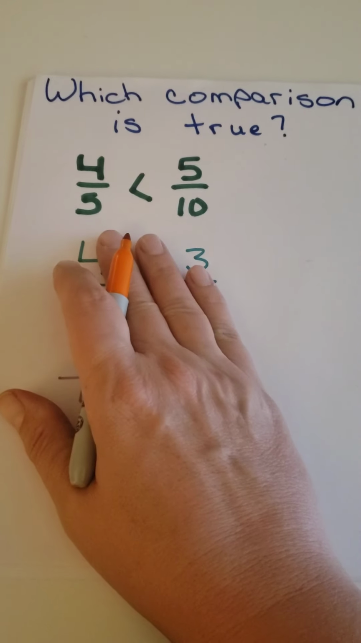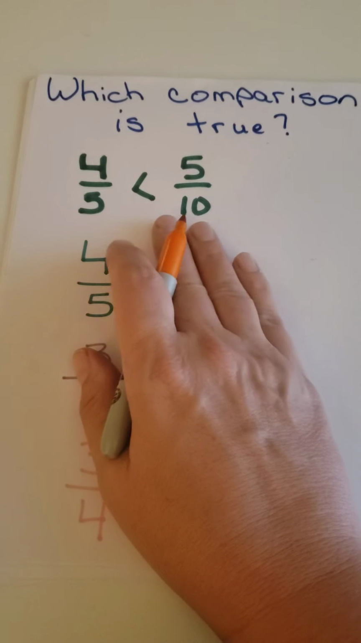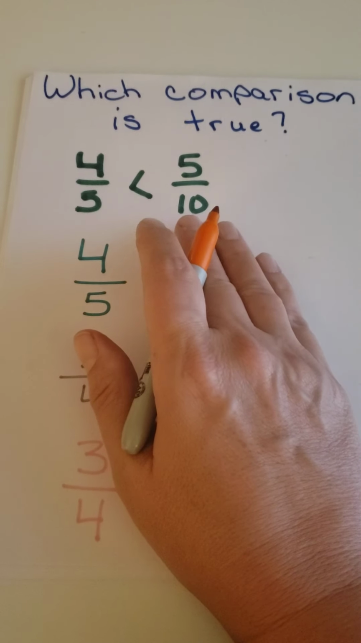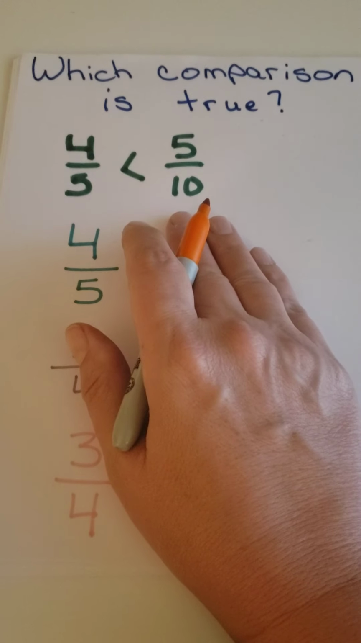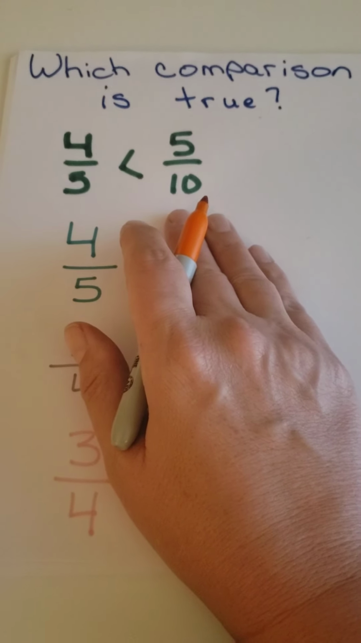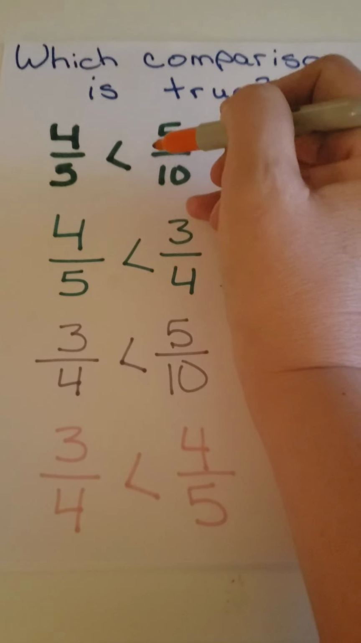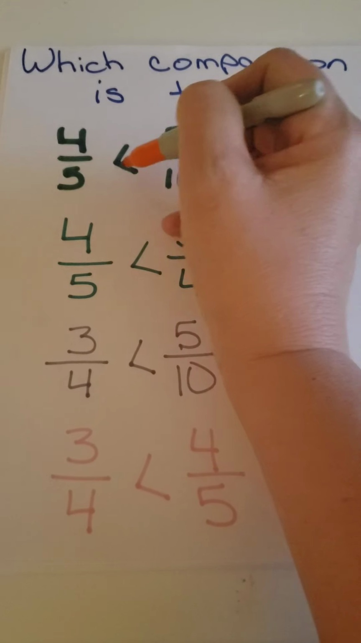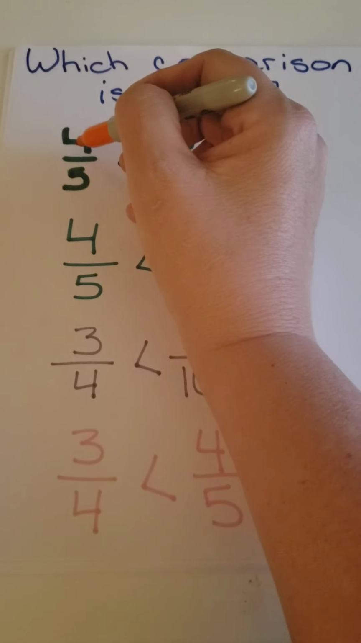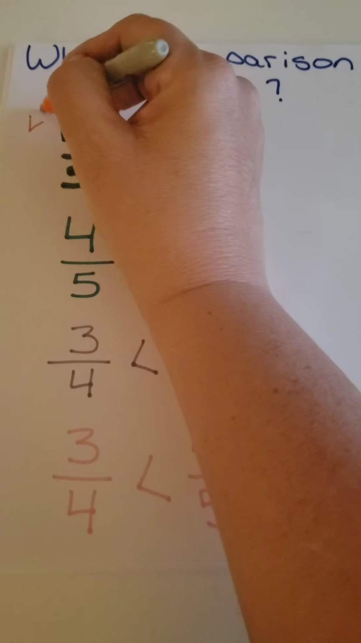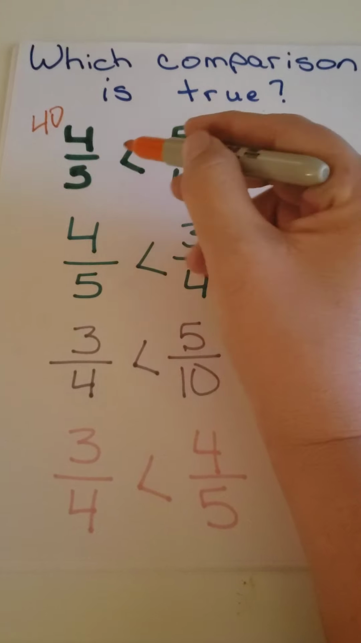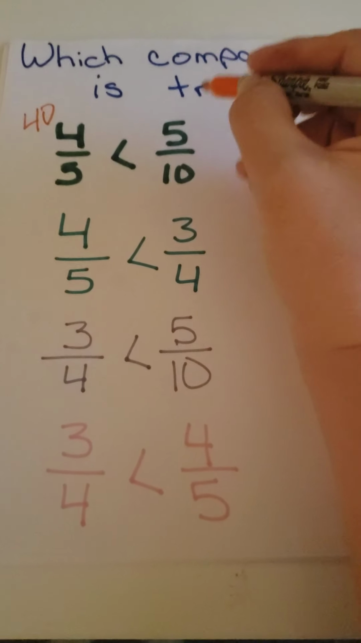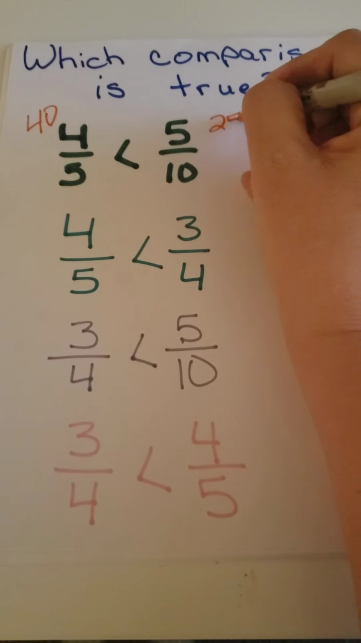So this first one we have 4/5 is less than 5/10. Okay, so let's take a look. If you remember, we cross multiply. Okay, so we go 10 times 4 is 40, right? 5 times 5 is 25.